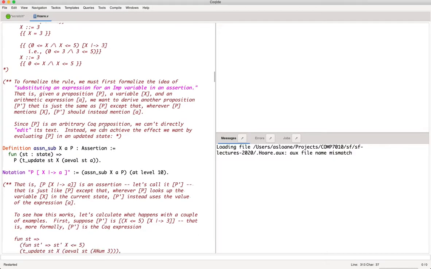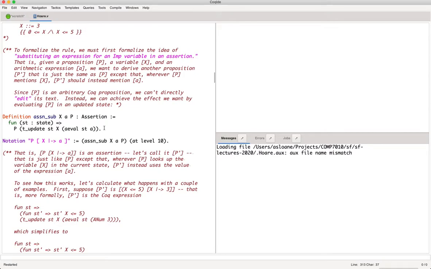Okay, so how are we going to formalize this? Well, we can take that idea of substitution. Now, if you naively think about it, what you really want to do is take the assertion as a syntax tree, go through it and find all the x's and replace them with the expression that you're substituting in. We can't do that in this case because the assertions are built out of arbitrary Coq propositions, so we don't have an AST for them. It's just an expression in the language.